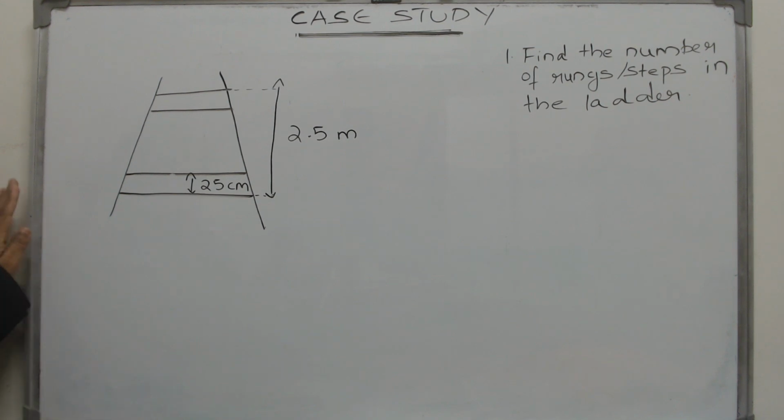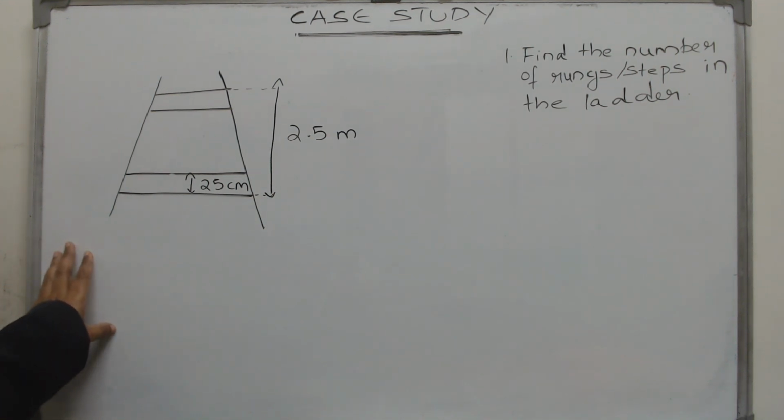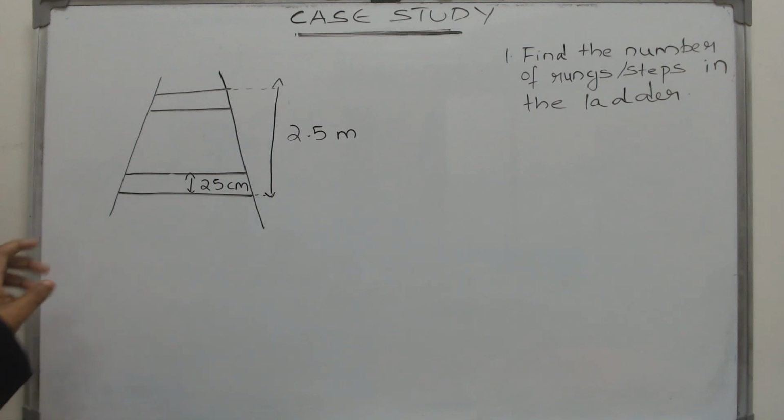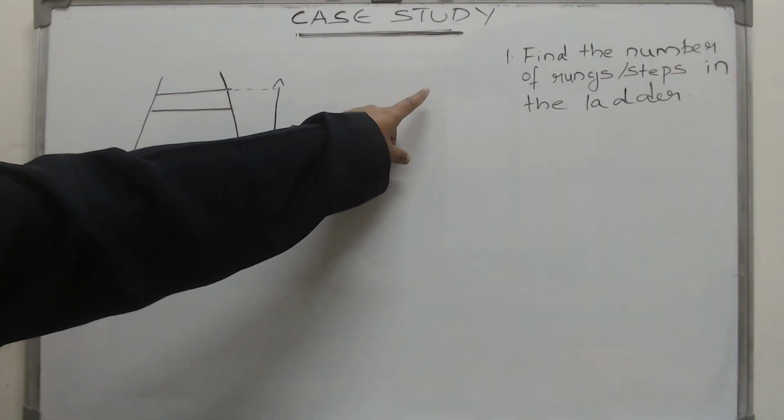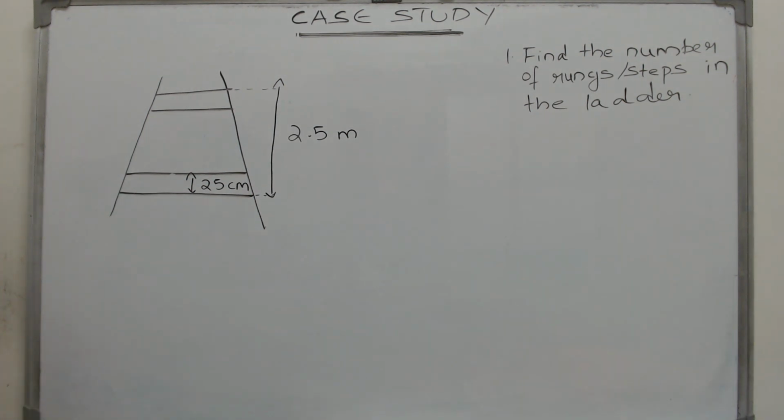Here we have a case study question based on arithmetic progression. In such questions you will be aware that there are a lot of subsections and a lot of information given. So I am going to write down only the information that is relevant for the section that we are dealing with. Our first question here is to find the number of steps in a ladder.